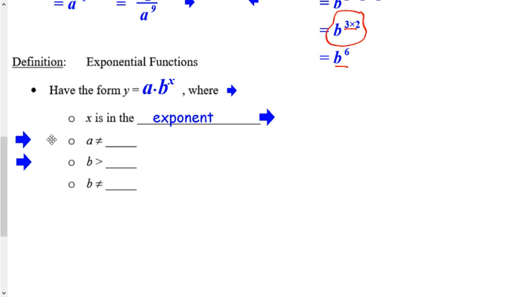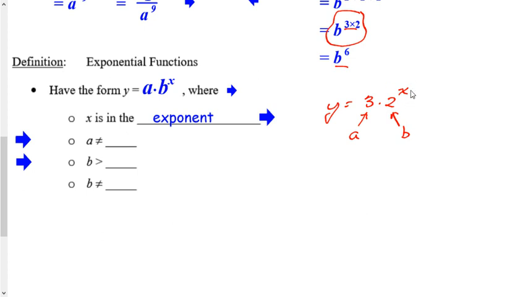So for example, I could say I have a function that would be y equals 3 times 2 to the exponent x. This would be an exponential function where this 3 would be my a value according to this formula, and this 2 would be my b value, and then I have a variable in the exponent.